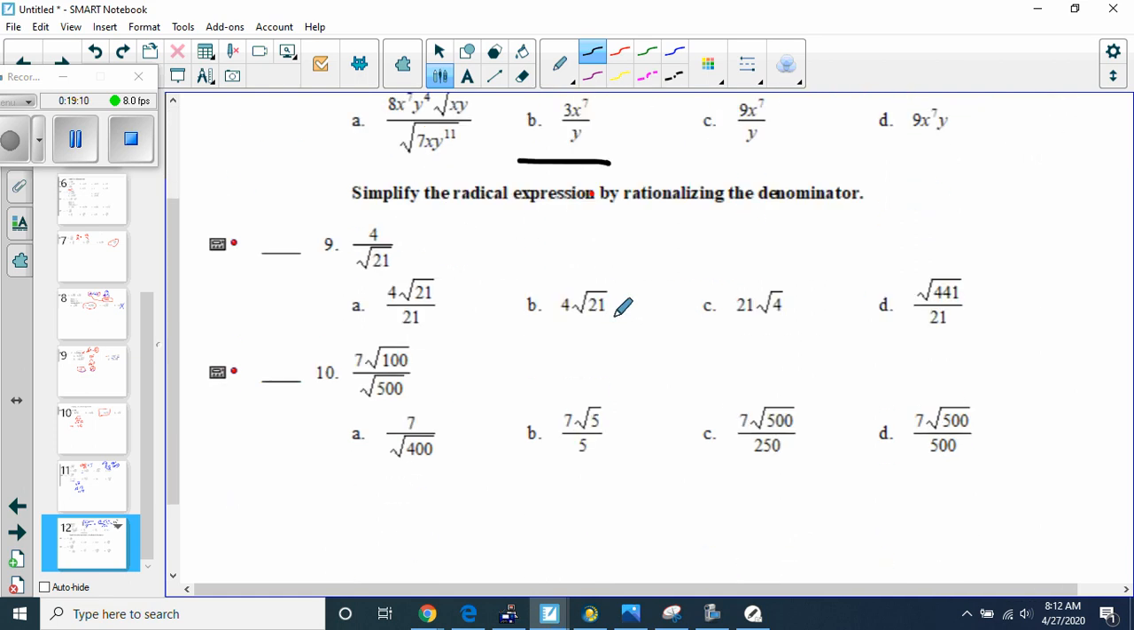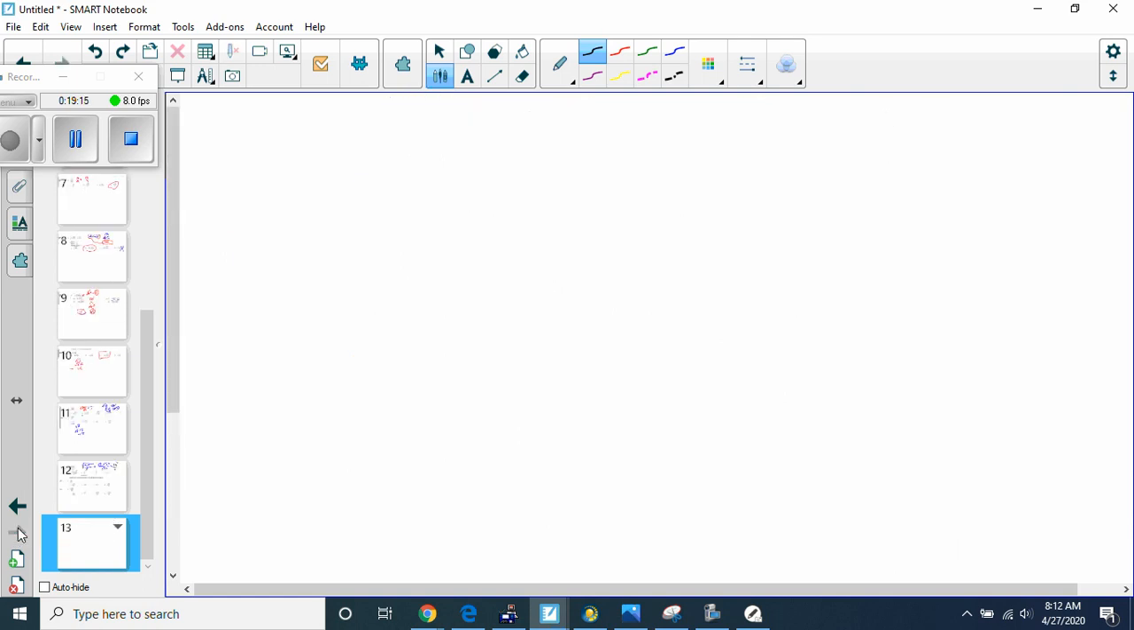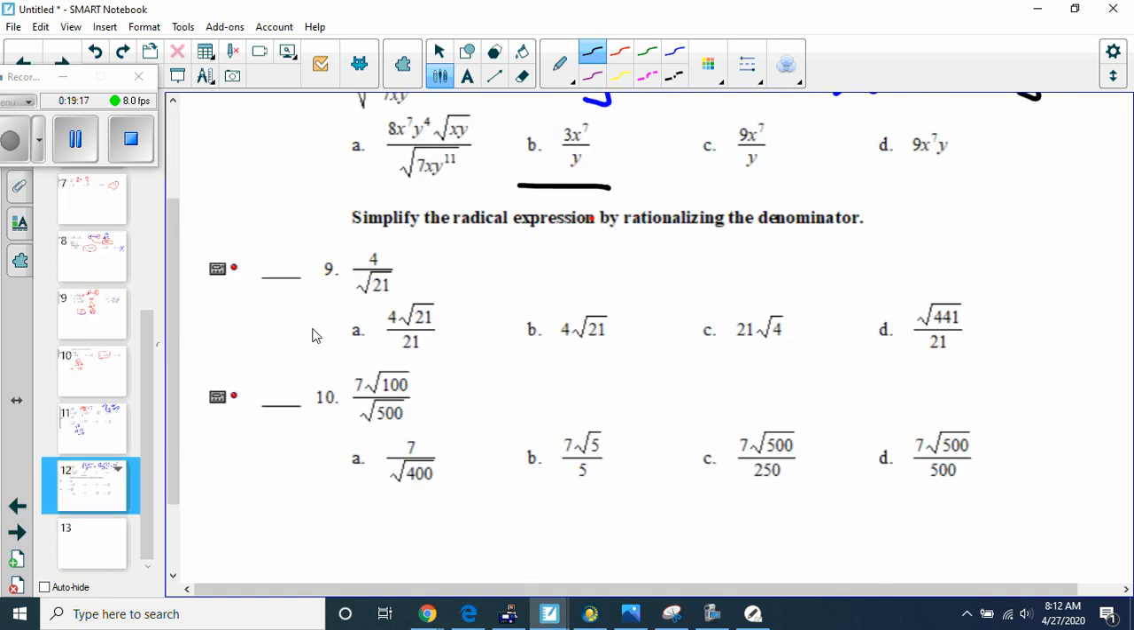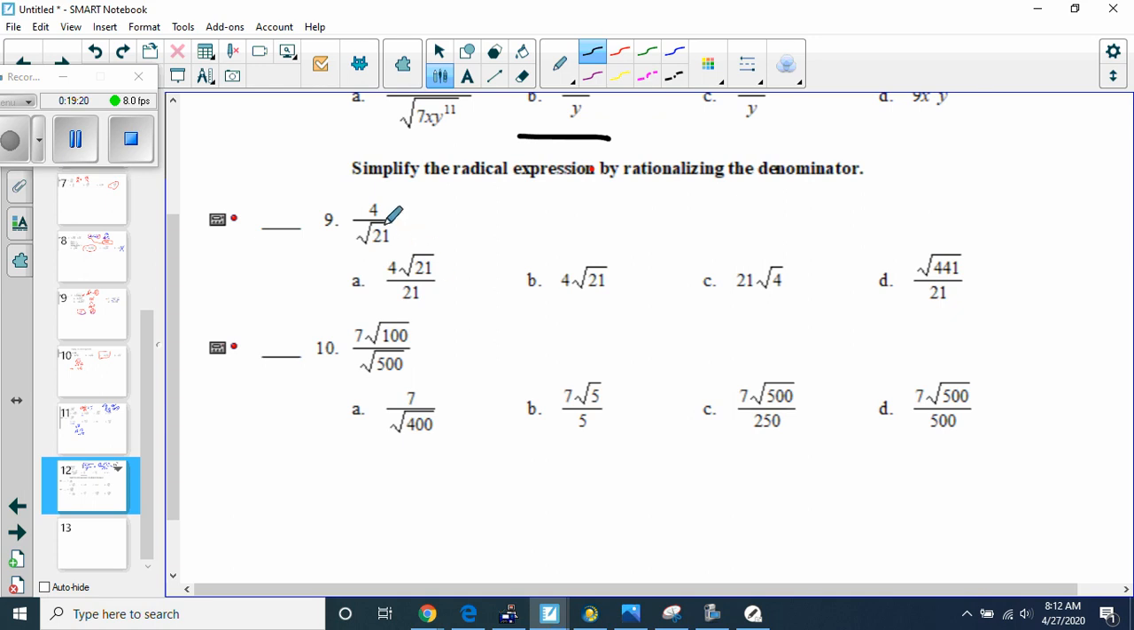Number 9 and 10 here. This one we have to rationalize the bottom. So we're going to multiply the top and bottom by the square root of 21. And that turns into 4 radical 21 over 21. And that's as far as we can go with this. That's answer A.